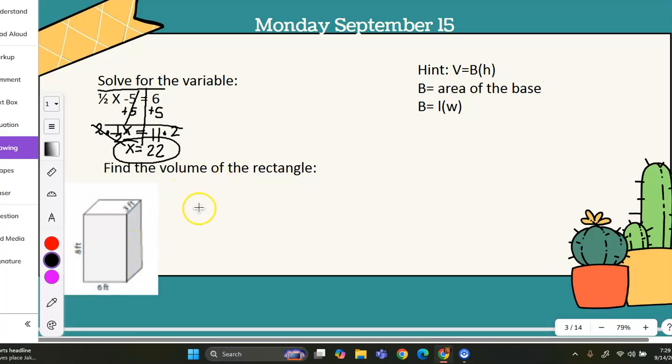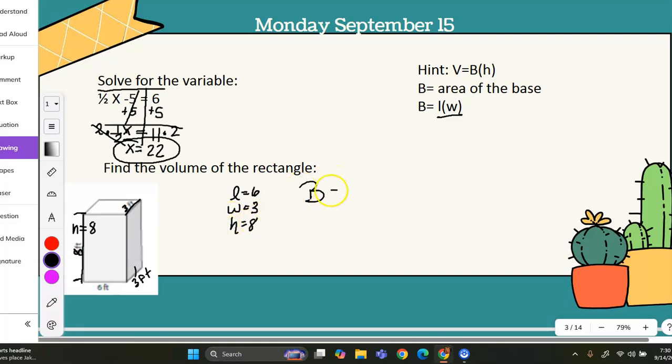Okay, our next one says find the volume of a rectangle. I need to know my area of my base is length times width. So I know that this right here, that's 8 feet, is my height because it's my up and down. So it's the height of the box. So this is my h. So h equals 8. This right here is my width, and it's 3, and this is a congruent side. So that means this is 3. So my length is 6. My width is 3, and my height is 8.